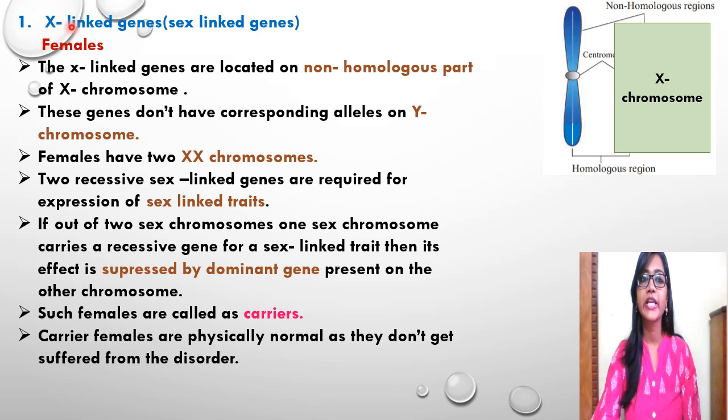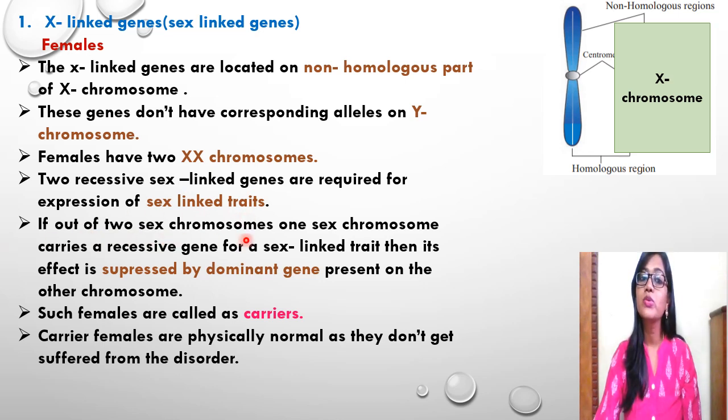If we are talking about the X-linked genes, these are sex-linked genes, and we know that females carry both XX chromosomes. The X-linked genes are located on the non-homologous part of the X chromosome in females. These genes don't have corresponding alleles on the Y chromosome. Females have two X chromosomes, so two recessive X-linked genes are required for the expression of a sex-linked trait. If that character has to be expressed in females, then both X chromosomes must have the recessive sex-linked genes for the expression of that trait.